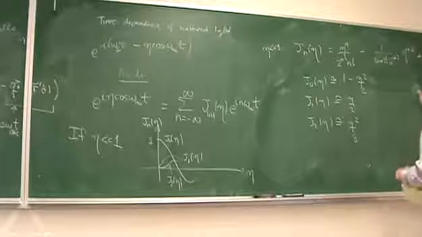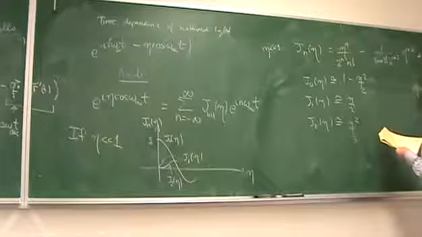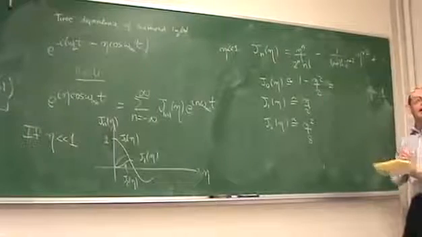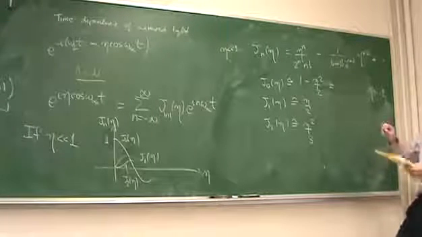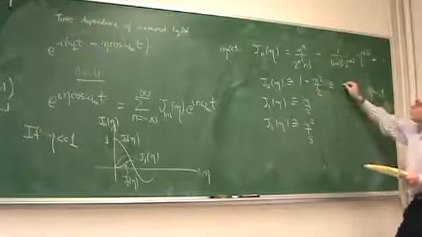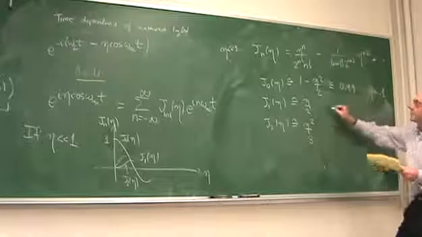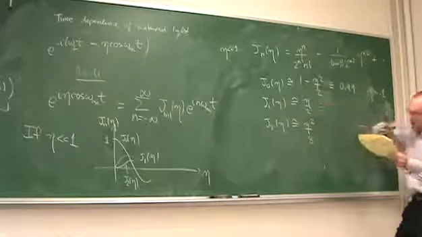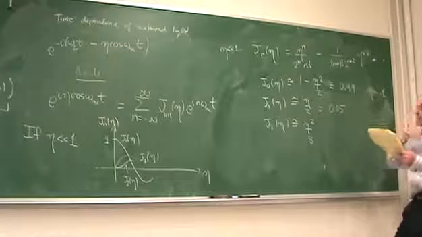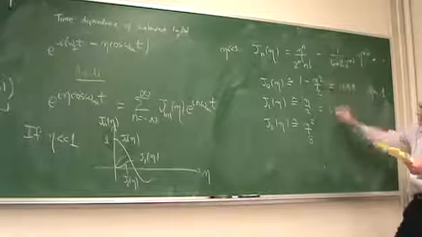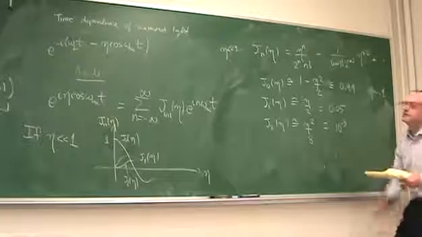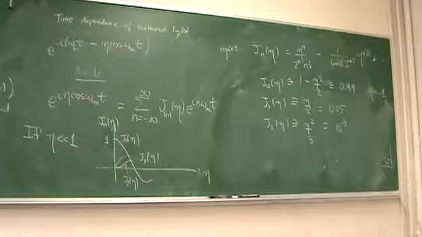So for example, if eta were 0.1, then this would be approximately 99%. This is 0.05. This is the amplitude, not the power. The power is the square of the amplitude, 10 to the minus 3, etc., etc.